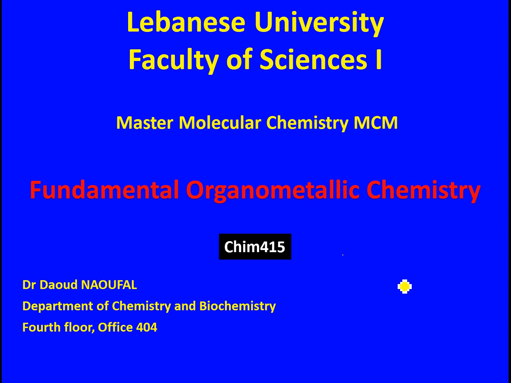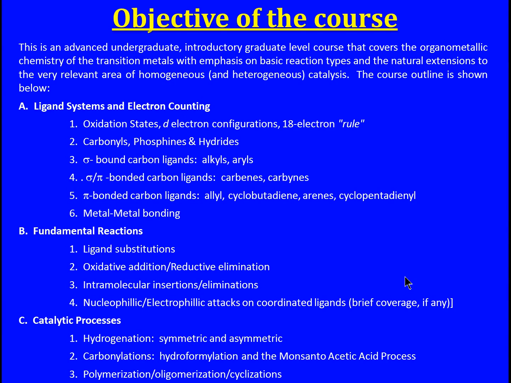The objective of this course: this is an advanced undergraduate course, and in this course we want to study how a metal is bound to a ligand, because the type of the metal-ligand bond is different from, for example, carbon-carbon, as usual in organic chemistry. We will study the type of this bond M-L.